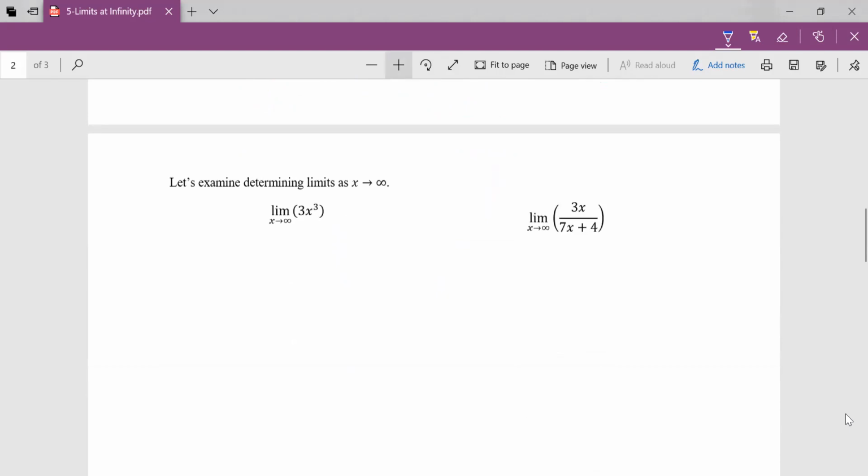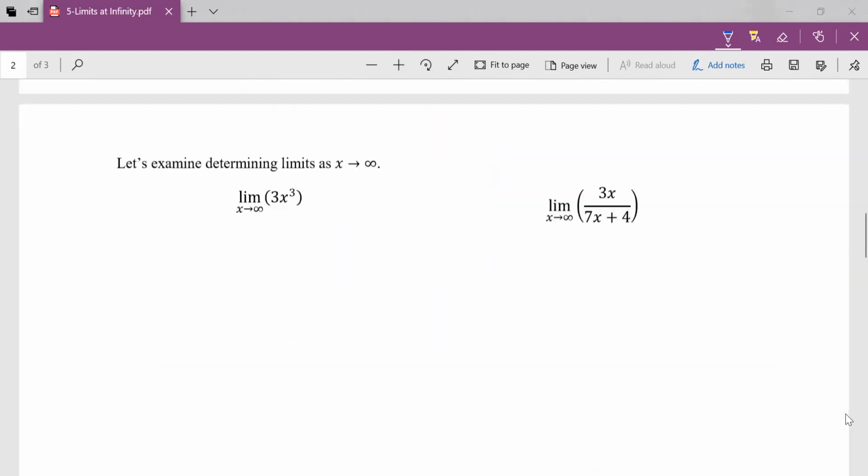Let's examine the limits as x goes to infinity for these next couple. The limit as x goes to infinity of 3x cubed. Well, if you remember back to the last couple of lessons, I said always try direct substitution. Well, I can't really directly substitute infinity, it's not a number. But intuitively, we can think about it. Infinity cubed is infinity, and infinity times 3 is infinity. The limit doesn't exist.